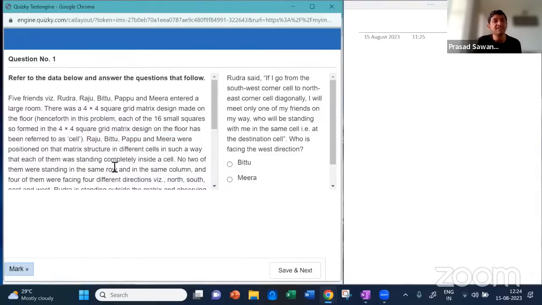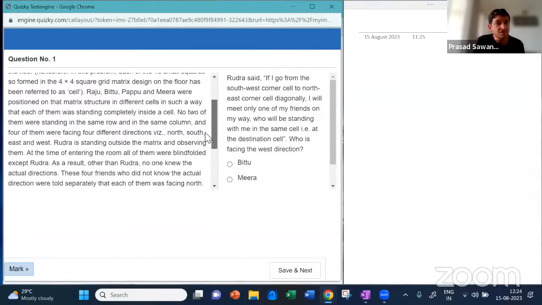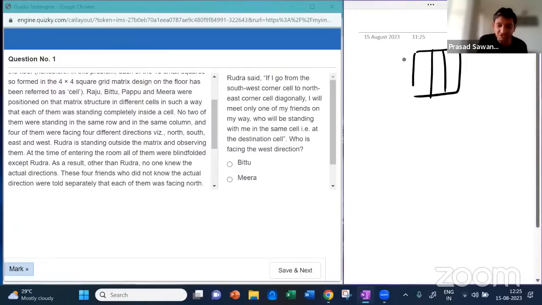Acha, 4 of them are standing inside. Okay, understood. So typically what happens is, I believe it's something like this. So I'm just showing you. If one person is here, one person is here, one is here, one is here, this will be fine. So something like this, or you can have something like this, right? So these are possibilities, and one has to be in each row and each column. Fair enough, understood.